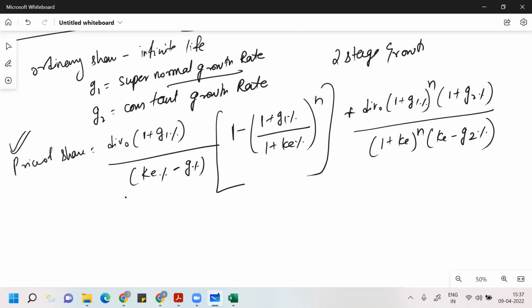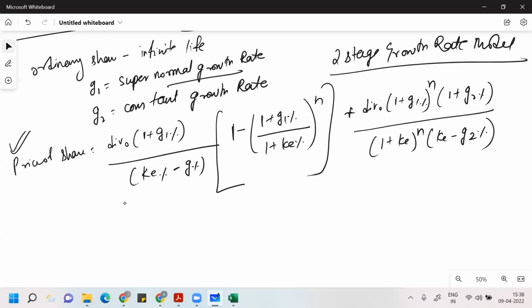If the firm is following the two-stage growth rate model, you can do it directly by using this formula. Some numericals that come in the exam can be three-stage also. If it is three-stage, then this formula will not work. For three-stage, you have to do it individually. For two-stage, you can do it directly. Clear, guys?